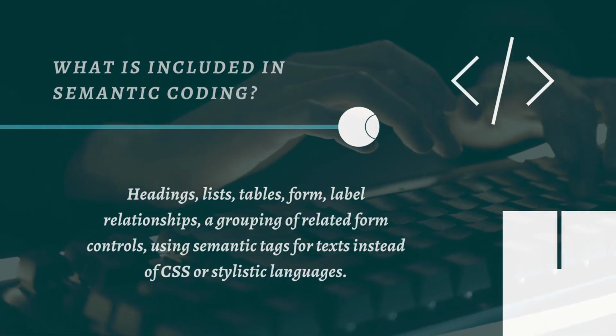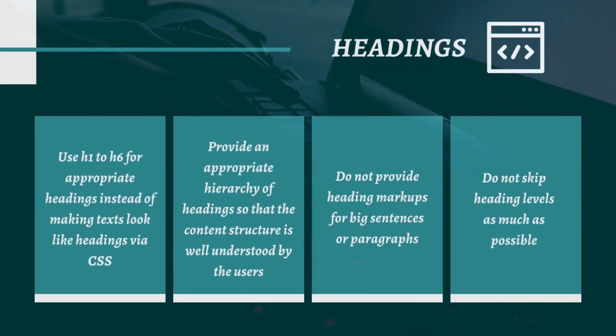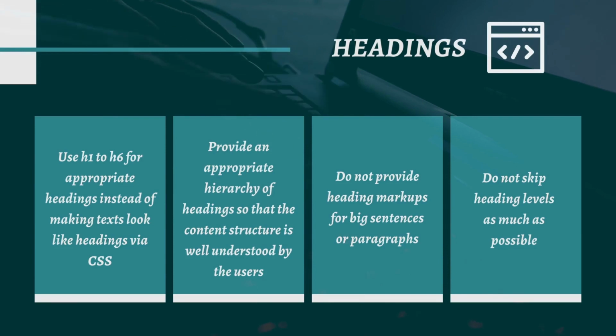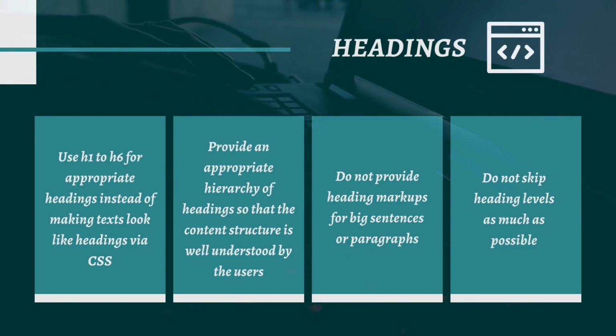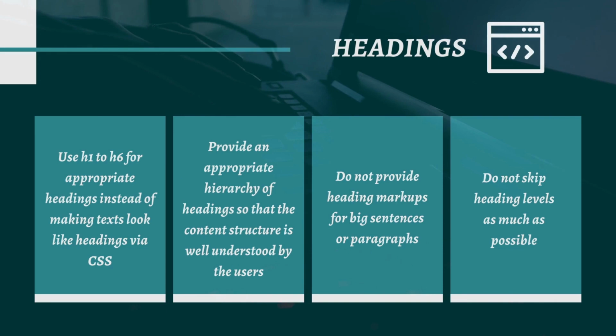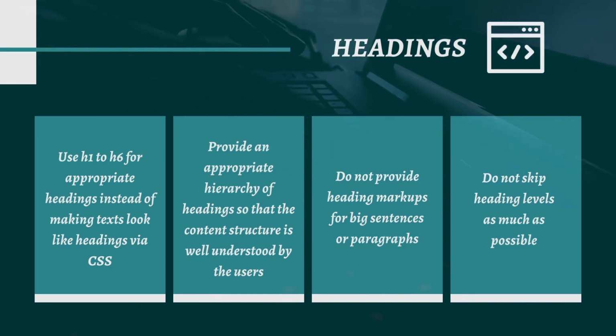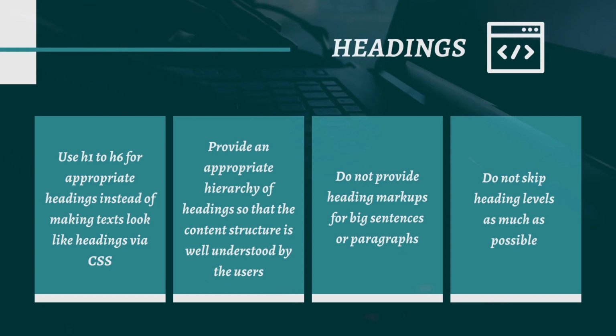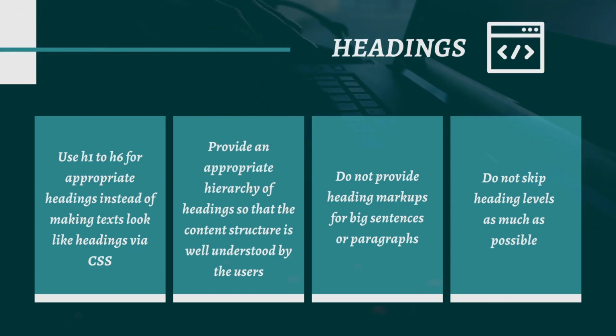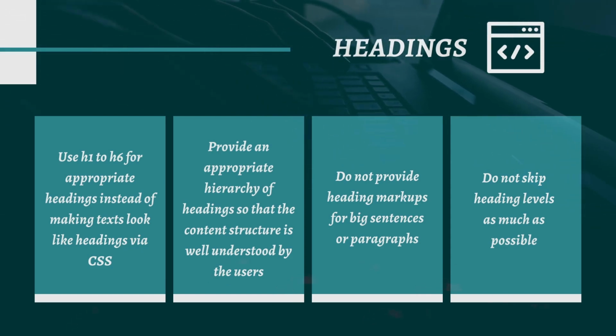Now, let's talk about requirements of headings. One should use H1 to H6 for appropriate headings instead of making text look like headings via CSS. One should provide an appropriate hierarchy of headings so that the content structure is well understood by the users. One should not provide heading markups for big sentences or paragraphs. And one should not skip heading levels as much as possible.